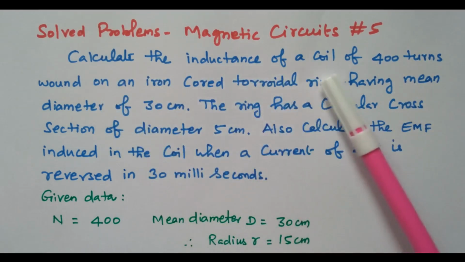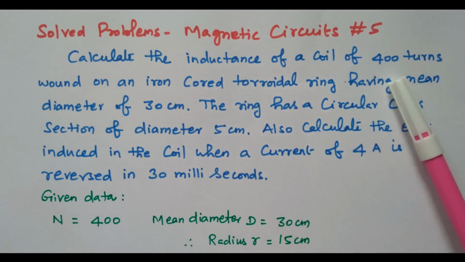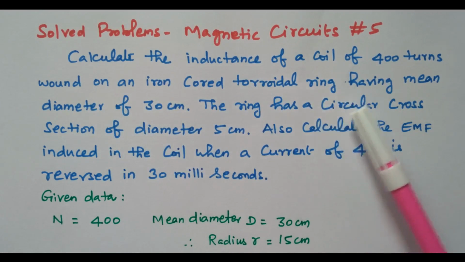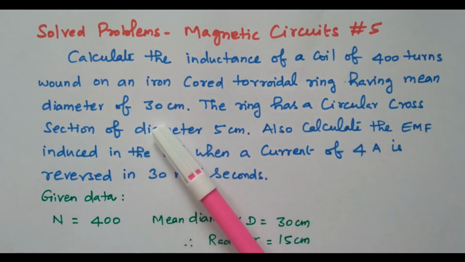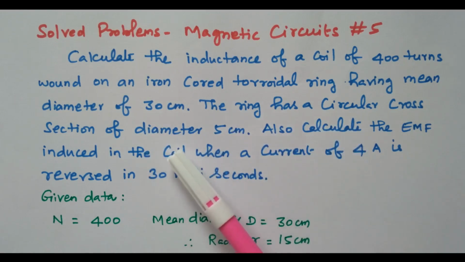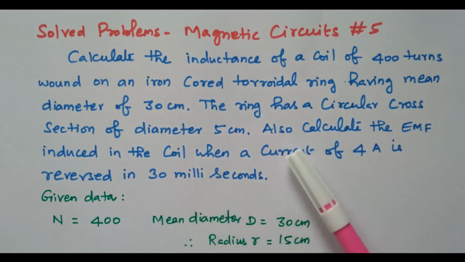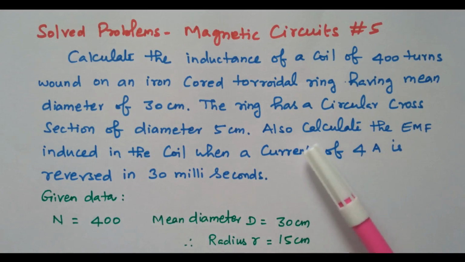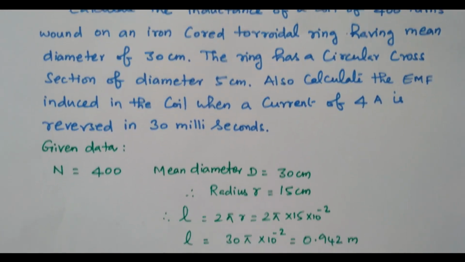Calculate the inductance of a coil of 400 turns wound on an iron cored toroidal ring having a mean diameter of 30 cm. The ring has a circular cross section of diameter 5 cm. Also calculate the EMF induced in the coil when the current of 4 ampere is reversed in 30 milliseconds. So we need to find the EMF induced in the coil. Now we will see the data. What are the data available?